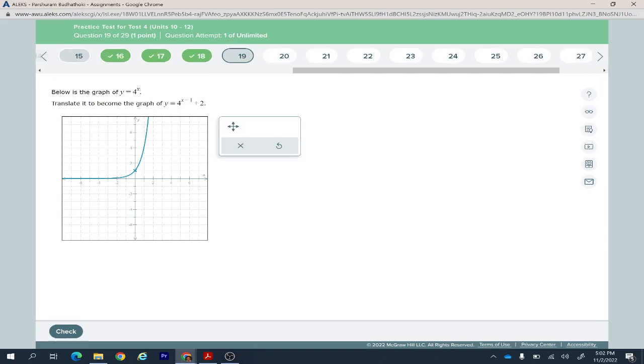This is the graph of 4 to the power x. 4 to the power x minus 1 means it's a horizontal shift to the right 1 unit. Then plus 2 means 2 units up. So this graph comes from the very same graph, but with a horizontal translation to the right because you are subtracting 1 from the x coordinate, and then plus 2 means a vertical translation up 2 units. So from here, 1 unit to the right, 2 units up.